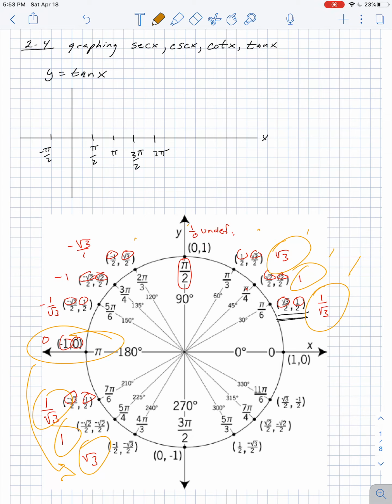So the thing I want you to realize about that is that the period on tangent is pi, whereas on sine and cosine it was 2 pi. Tangent is pi, and it'll turn out that cotangent is the same. We'll go through that in a minute.